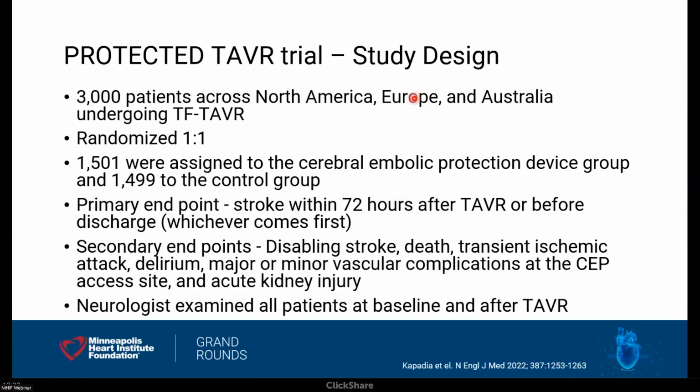It included 3,000 patients undergoing transfemoral TAVR, randomized 1-to-1, 1,500 were assigned in the cerebral embolic protection group. The primary endpoint was stroke within 72 hours or at discharge, whichever happened first. Secondary endpoints were disabling stroke, death, TIAs, delirium, major or minor vascular complications, as well as acute kidney injury. Most importantly, the patients were examined by a neurologist, so the stroke was a clinical diagnosis and it was not purely an imaging one.